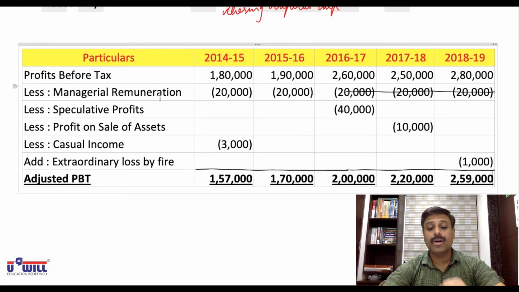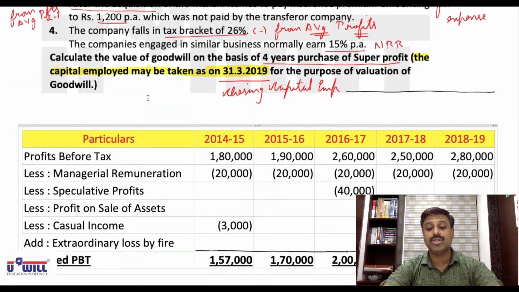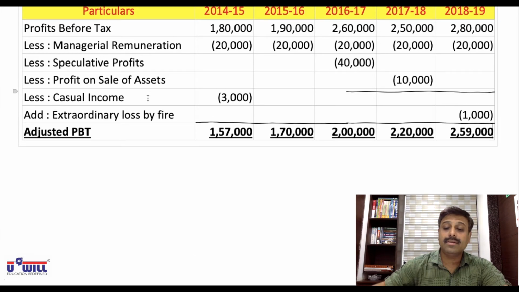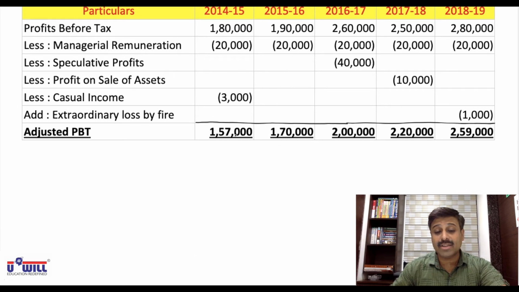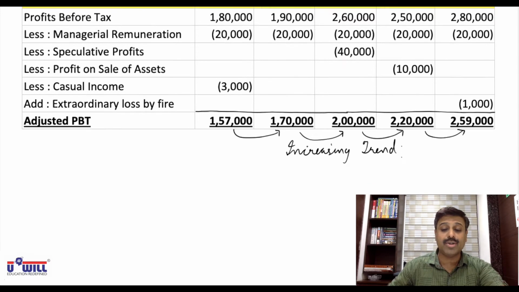Now you can see in the question nothing is mentioned whether we have to use simple average or weighted average, but over here you can see that the profits are showing an increasing trend. 1,57,000 to 170 is increasing, 170 to 2 lakhs is increasing, 2 lakhs to 220 is increasing, and 220 to 259 is also increasing. Since it is showing an increasing trend, we will be finding the weighted average of profits.